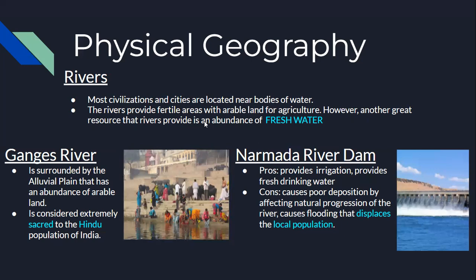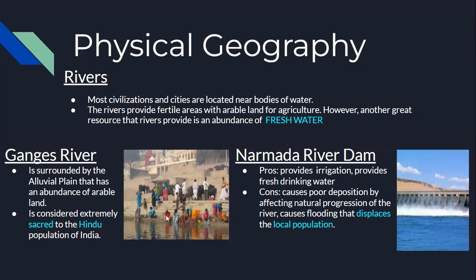Now, a few examples of these rivers are the Ganges River and the Narmada River. Specifically, we're going to be talking about the Narmada River Dam and its system. Starting off with the Ganges River, as you can see by this picture, there are a lot of people, more than likely practitioners of Hinduism, and we'll talk about that in just a second. Talking about agriculture, this land is surrounded by the alluvial plain or the Indo-Gangetic plain that has an abundance of arable land that we talked about earlier, which is great for crops and agriculture.